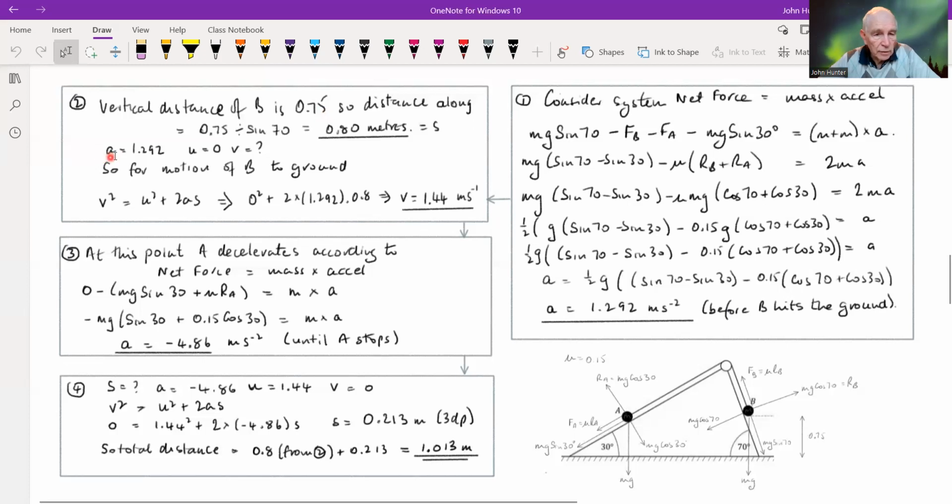So we've got the acceleration from before as well. The initial velocity was 0 because we started from rest, and we are interested in the final velocity. So for that motion, from going from rest to the ground, we're going to use v squared equals u squared plus 2as. And if we plug in the relevant bits in there, that's going to give us a velocity along that plane of 1.44 meters per second.